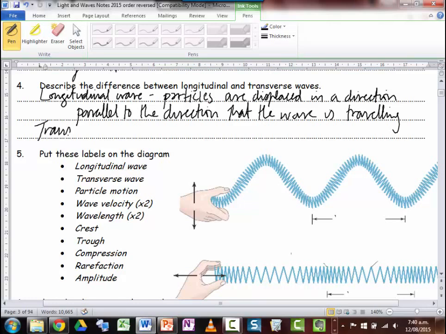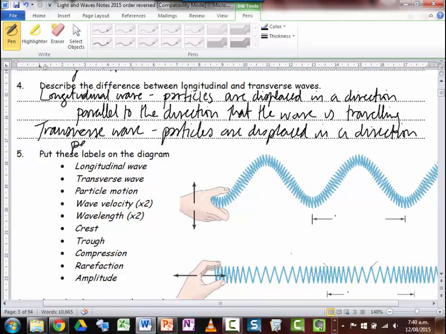Transverse wave particles are displaced in a direction perpendicular to the direction that the wave is traveling. Okay.